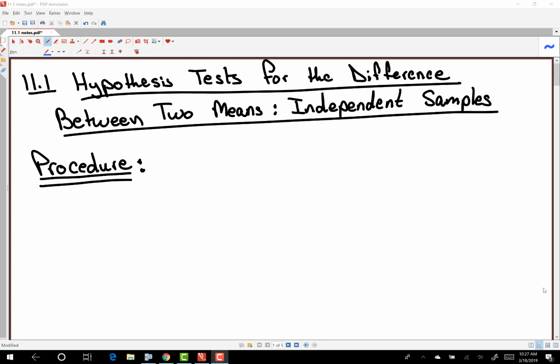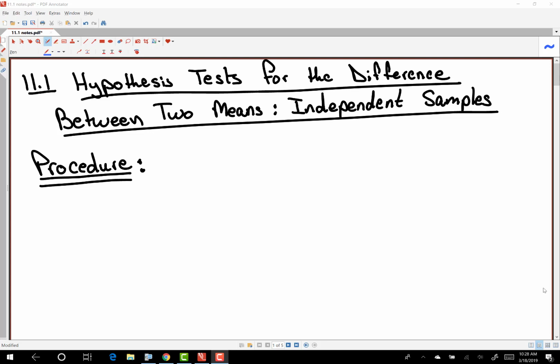In a later section, we're going to look at what happens when we have dependent samples, like a before and after situation, or where you're comparing identical twins, where there's some sort of dependency between the two groups. But here they're going to be independent. And we're going to be doing this for the difference between two means and the difference between two proportions. And today in 11.1, we're going to look at the difference between two means.